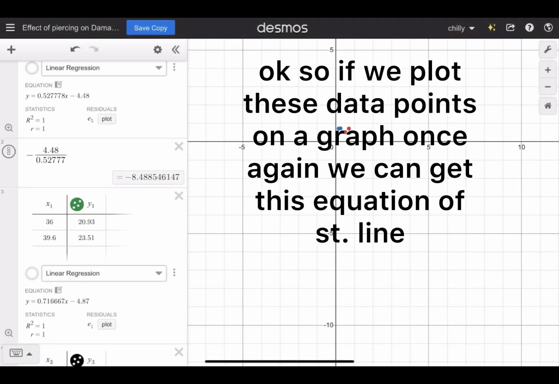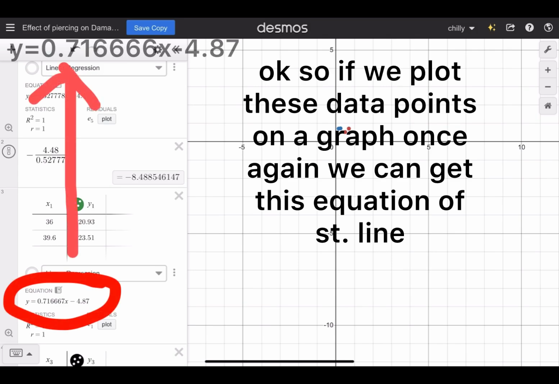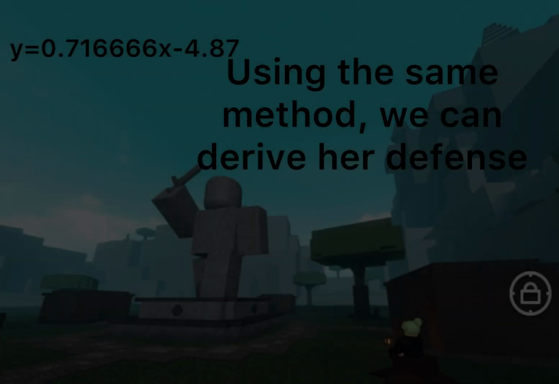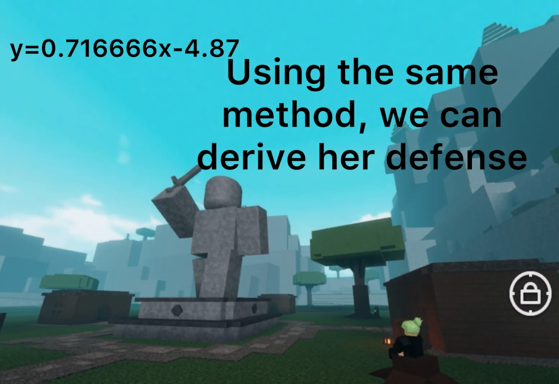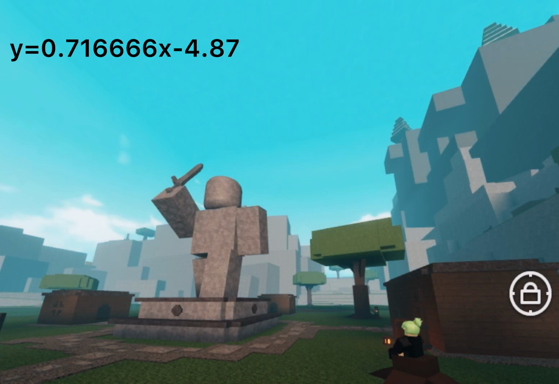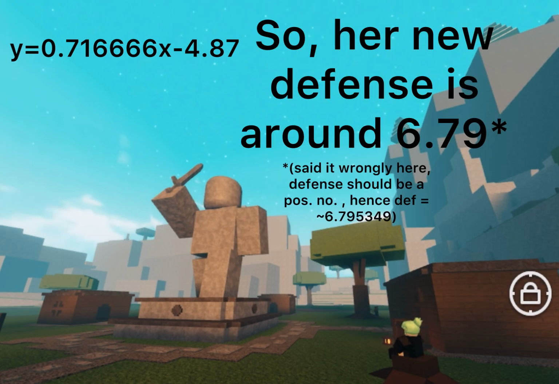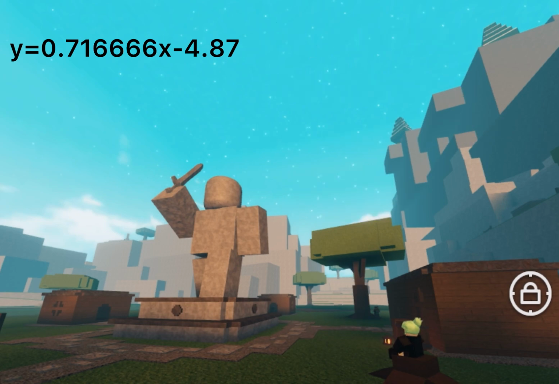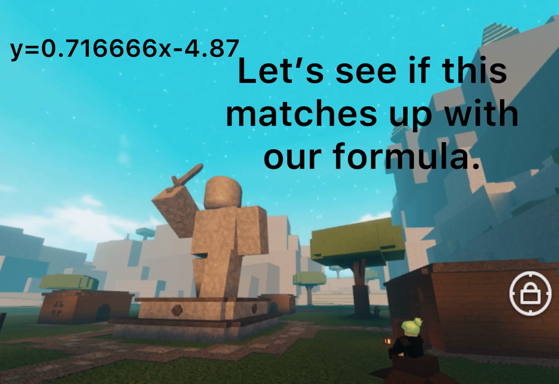Okay, so if we plot these data points on the graph once again, we get this equation of a straight line. Using the same method, we can derive her defense, which is just the y-intercept divided by the slope. Alright, let's type that out really quickly. So, this divided by this. So, her new defense is around negative 6.79. Alright, so let's see if this matches up with our formula.